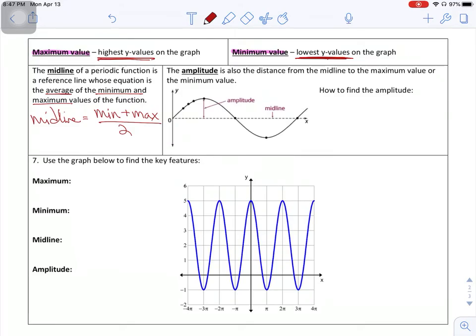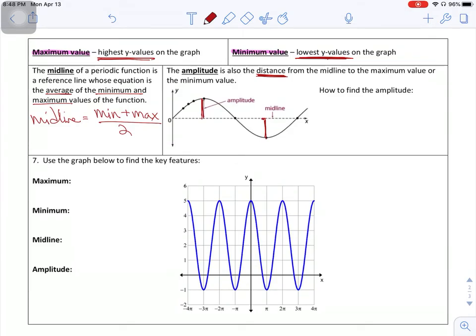Amplitude, it's the distance. Now stop and think for a second. Distance has to be positive. Okay, so keep that in the back of your head. The distance is the midline to the maximum, or the midline to the minimum. Either one works because they're the same thing, if your midline truly is the midline.